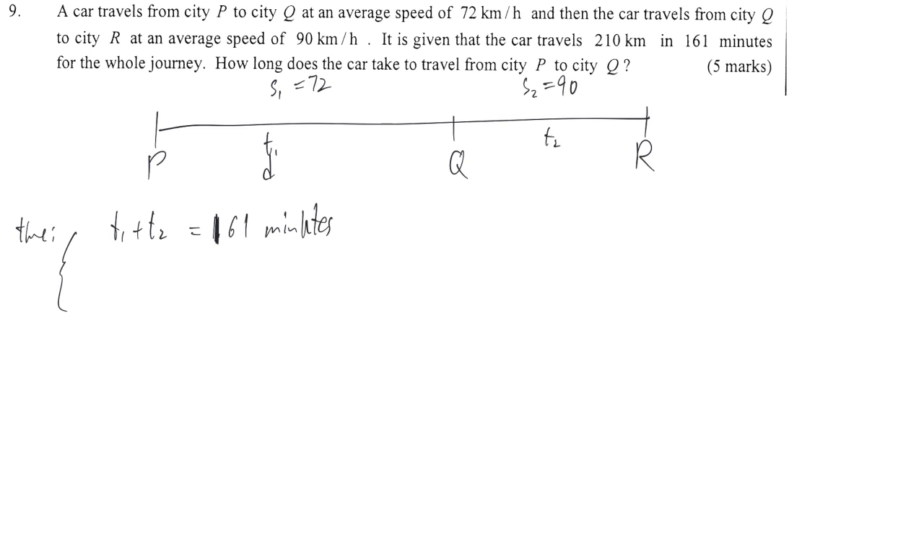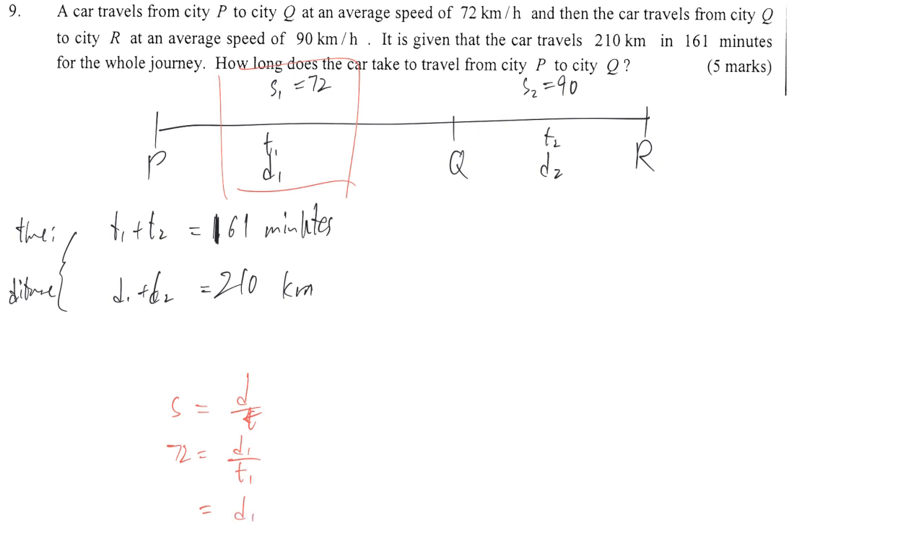And after that, you know D1 and D2. And about the distance, they tell you the total also. D1 plus D2 is equal to 210 km. So similarly, by your understanding about this part, speed is equal to d divided by t. So 72 is equal to d1 over t1. I hate fractions, so d1 is equal to 72 t1. S is also equal to d over t. In this case, 90 is equal to d2 divided by t2. So d2 is equal to 90 times t2.